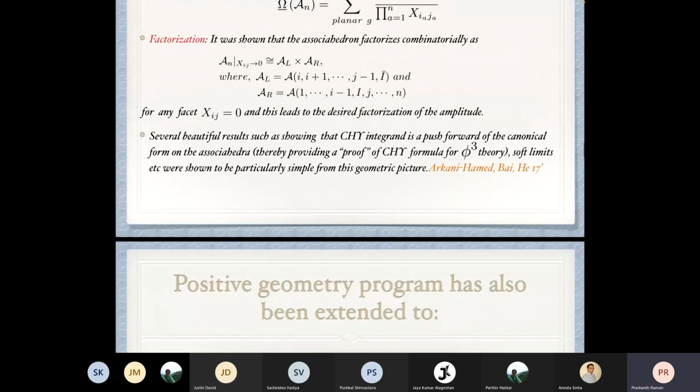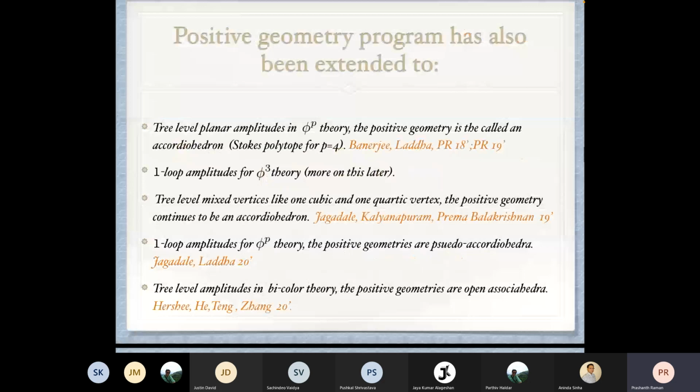This program has also been extended to various other theories. For example, tree level planar amplitudes in phi to the p theory, where the geometry is called an associahedron. In particular, for p equals 4, it's called a Stokes polytope. It has been extended to one loop amplitudes for phi cube theory; we'll say more about this later. Then for theories with mixed interactions like phi cube plus phi 4. It has also been extended to one loop amplitudes for phi to the p theory, where the geometries are called pseudo associahedra. It has also been extended to tree level amplitudes in something called bicolor theory, which is bi-adjoint theory plus certain fundamental and anti-fundamental fields.